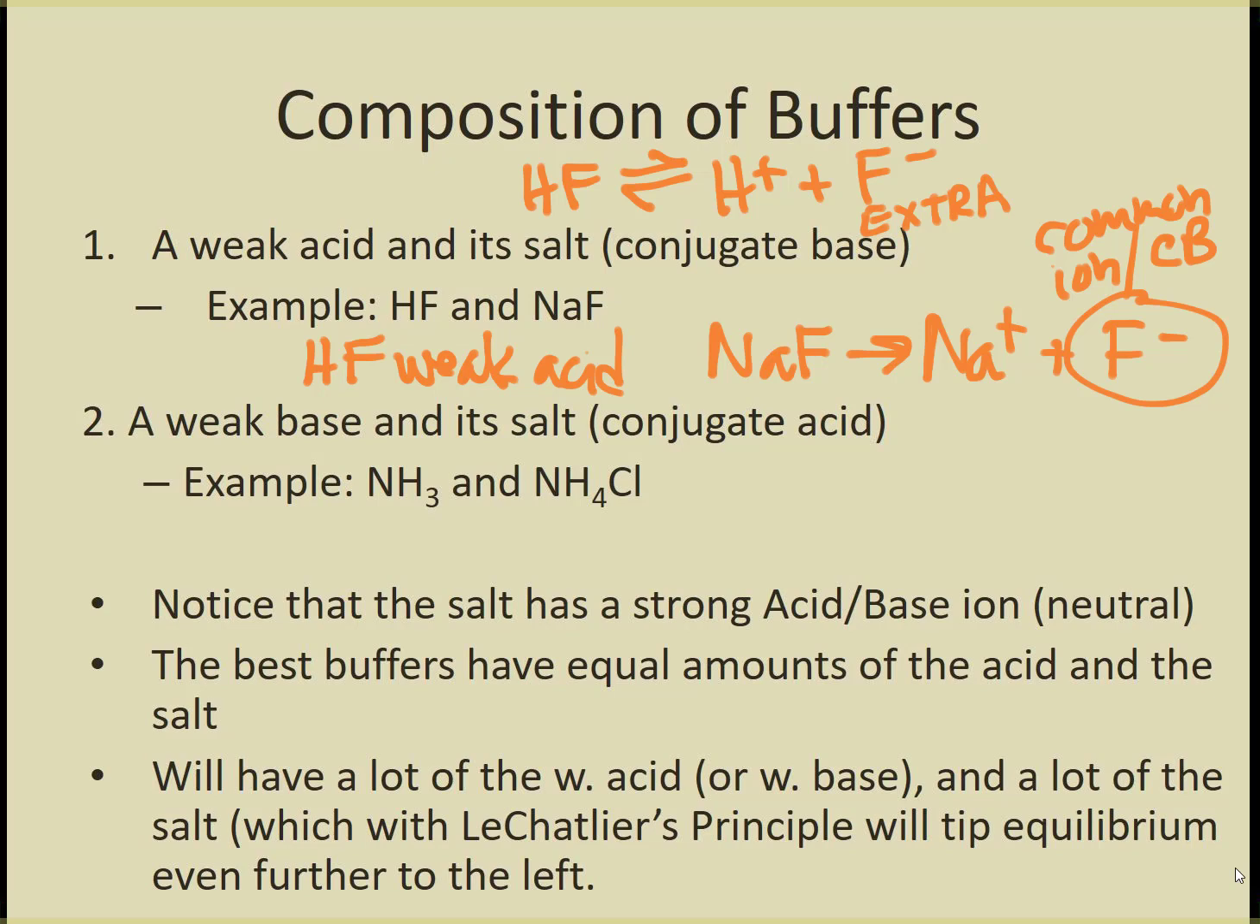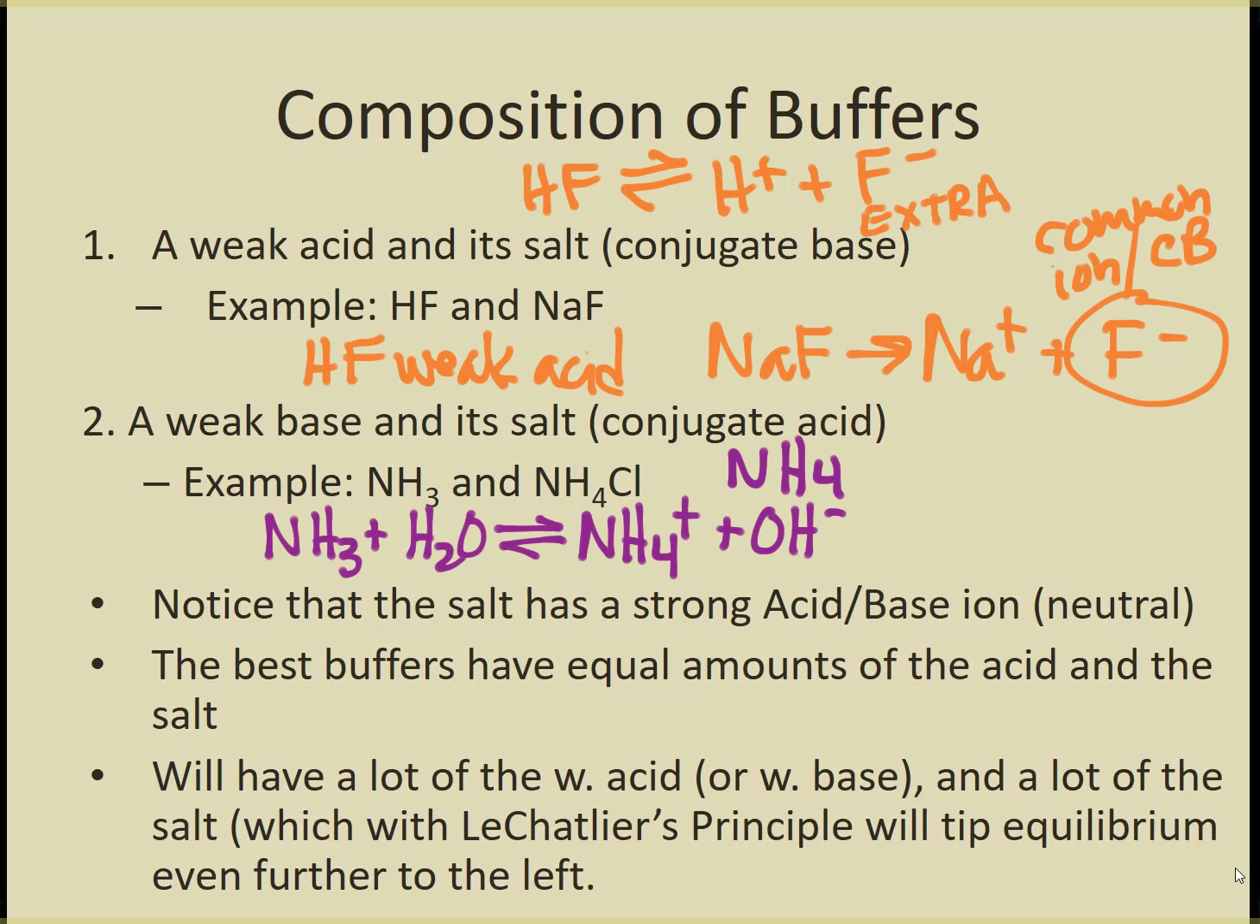A buffer can also be a weak base and its salt, so that would be its conjugate acid. A good example of this would be ammonia and ammonium chloride. Now remember, with bases, you need to add them to water because they need to gain a hydrogen ion. When I take the salt, the ammonium chloride, you can see that there is a common ion, that ammonium ion. So when I add this to my weak base solution, it's essentially adding extra of this.